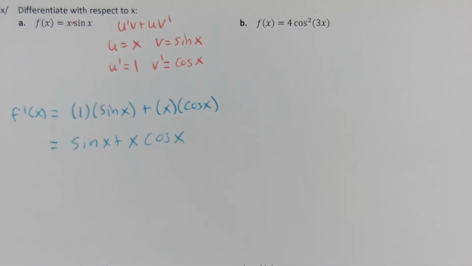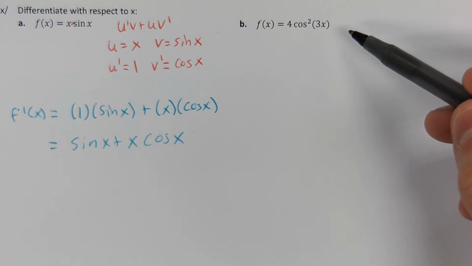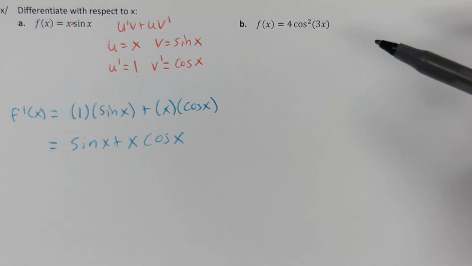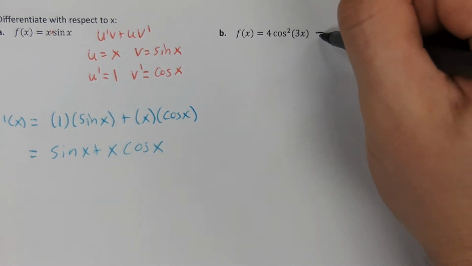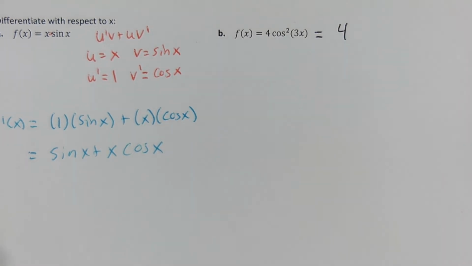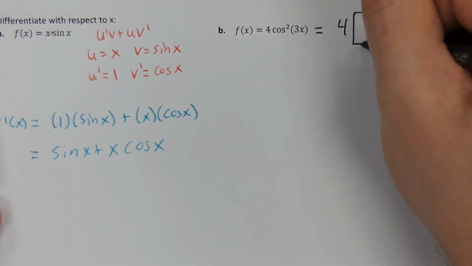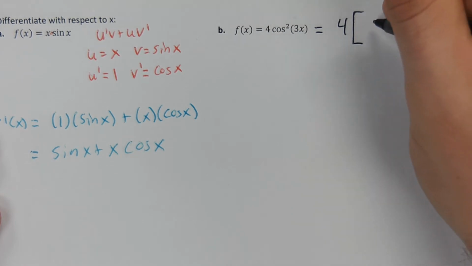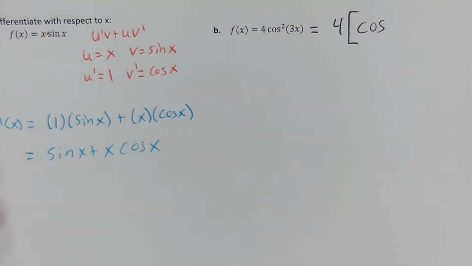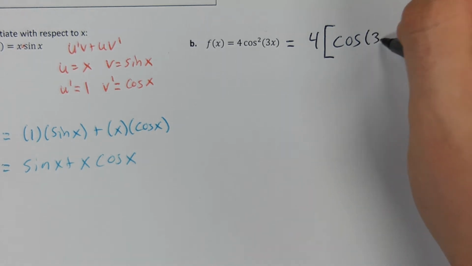All right. Let's tackle 4 cosine squared 3x. This one is going to involve chain rules. No product rules this time, just chain rules. It might be difficult for you to see where those chain rules are happening though. So I tell you what I'm going to do. I want to rewrite this so that it makes it easier for you to see what's actually going to happen. The 4 is outside of the cosine. Interior to the cosine is the 3x though.